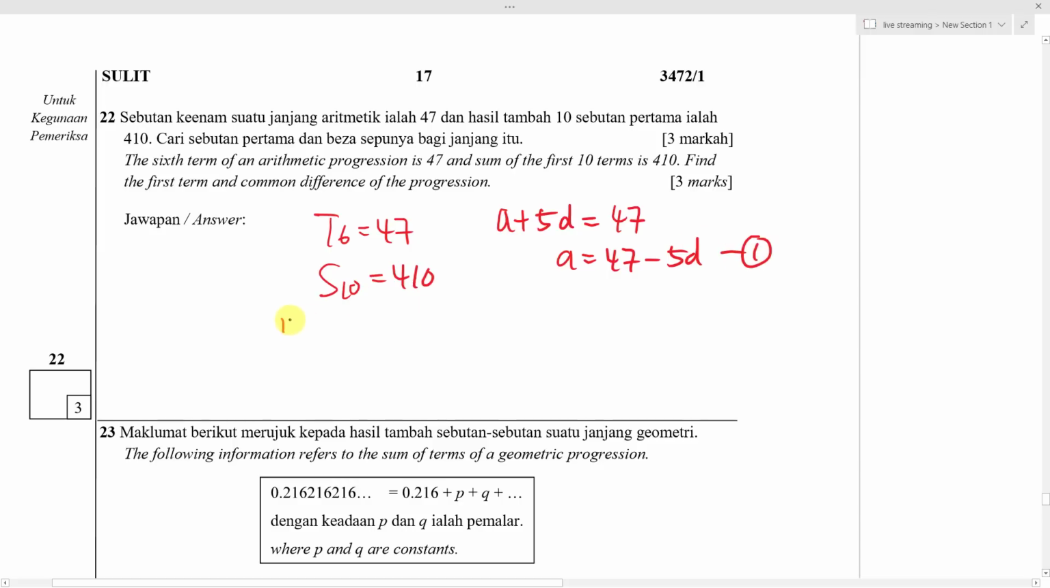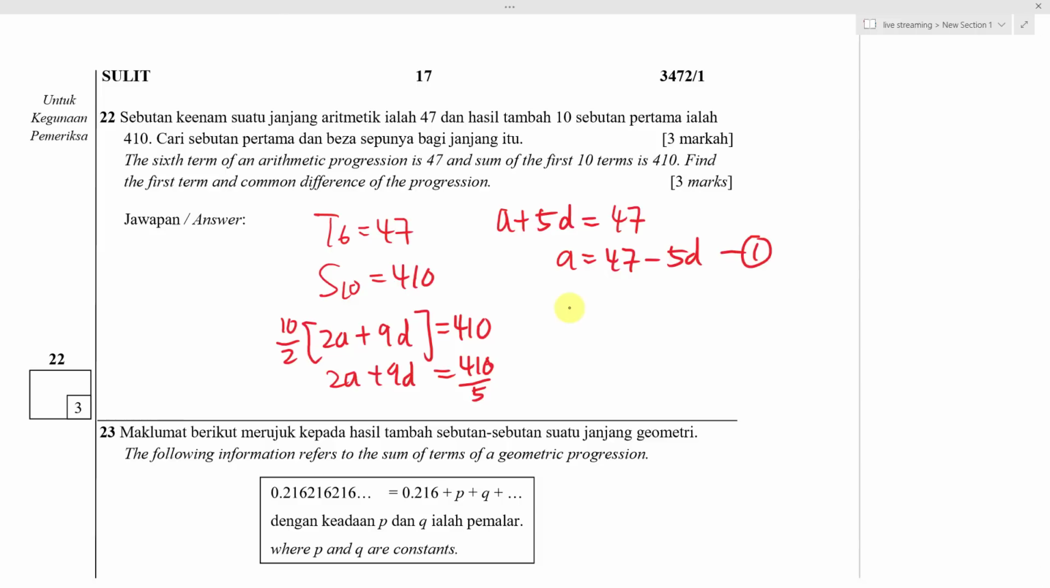Alright, S10 is n over 2, (2a plus (n minus 1)d) equals 410. Alright, this n over 2 is 5, right? So I will say 2a plus 9d equals 410 divided by 5. So yeah, let's use the calculator, or else I will make a careless mistake sometimes. 82. Alright, 2a plus 9d equals 82.